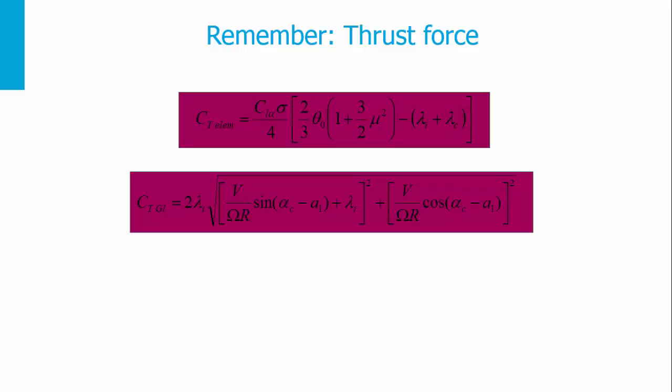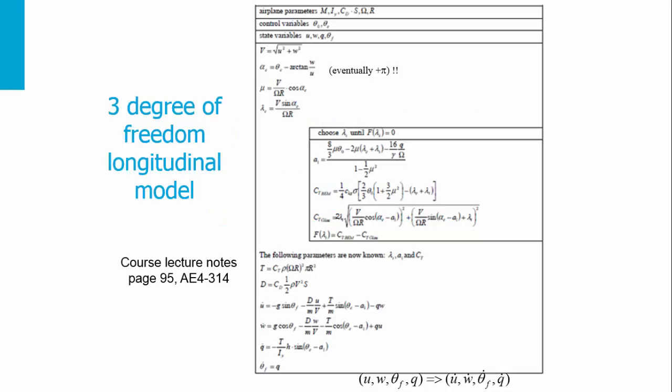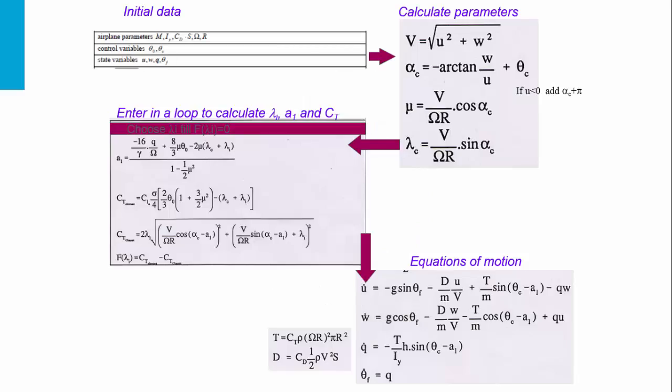So, how to simulate the model? Building a flight mechanics model for piloted simulation. The scheme that you will have is in the lecture notes on page 95. This scheme will be explained in this lecture. I will go straight to explaining the scheme. We will have initial data for the helicopter: the moment of inertia, the drag coefficient, the radius of the helicopter, the RPM of the helicopter, and so forth.